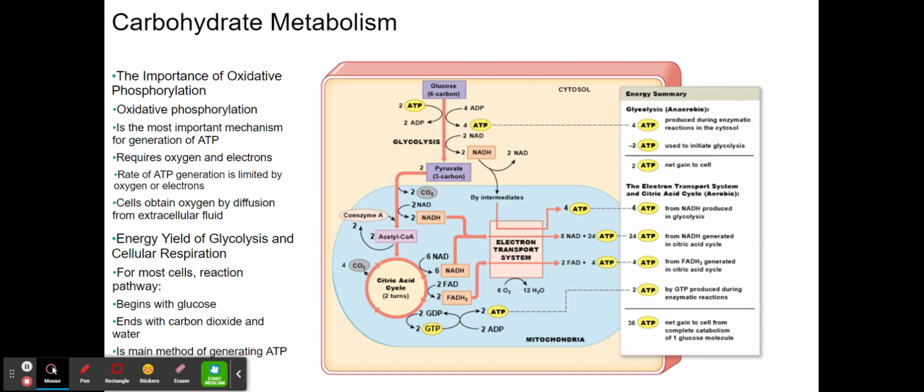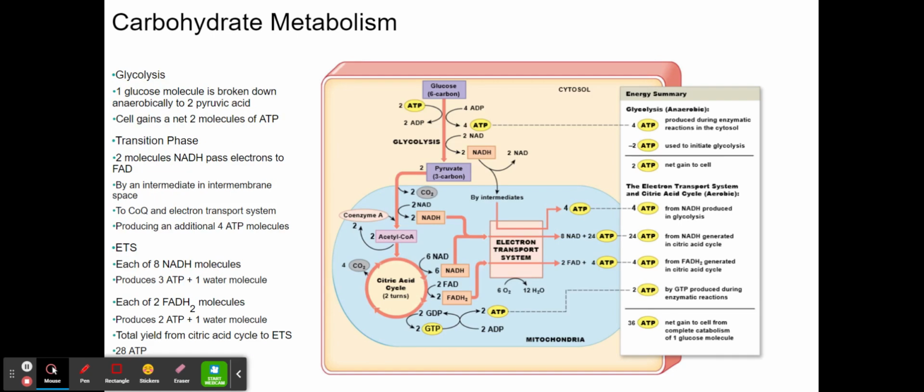For most cells, the main method of generation of ATP is the complete reaction pathway that begins with glucose and ends with carbon dioxide and water. During glycolysis, the cell gains a net 2 molecules of ATP for each glucose molecule broken down anaerobically to 2 molecules of pyruvate. 2 molecules of NADH are also produced. In most cells, electrons are passed from NADH to FAD by an intermediate in the intermembrane space, and then to coenzyme Q in the electron transport system. This sequence of events ultimately provides an additional 4 ATP molecules.